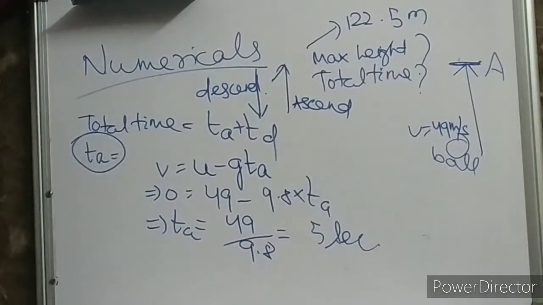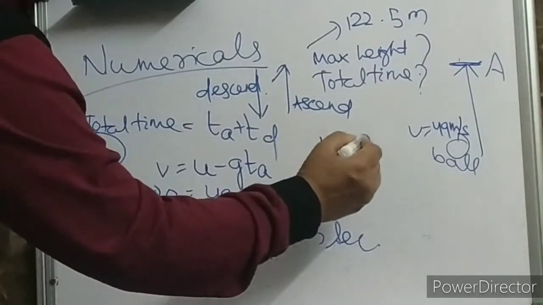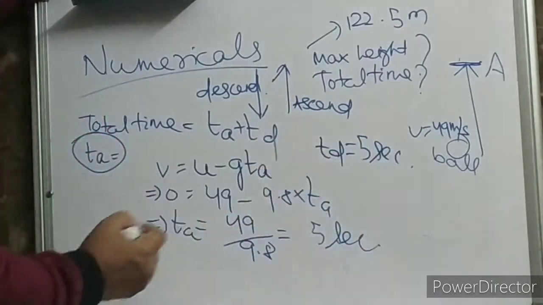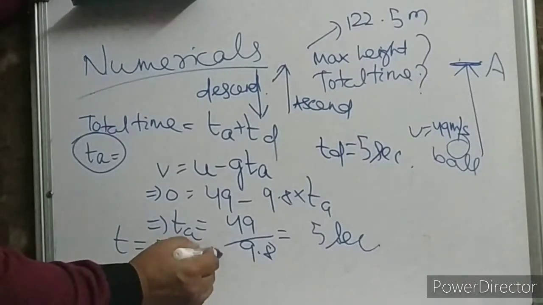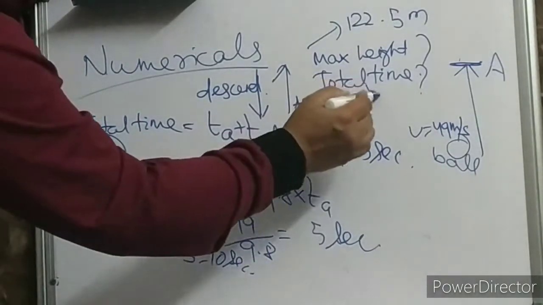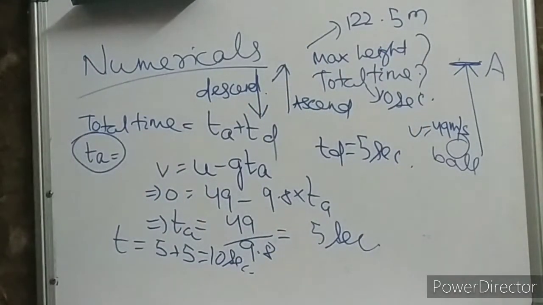Tell me what is the time of descent, children? Can you people guess? Without calculation, can you tell me what is the time of descent? Last lecture I told you both the times taken will be same. So TD is also 5 seconds. So total time taken also you can write 5 plus 5, that is 10 seconds, children. So this answer will be 10 seconds. Hope I am clear with this formula.